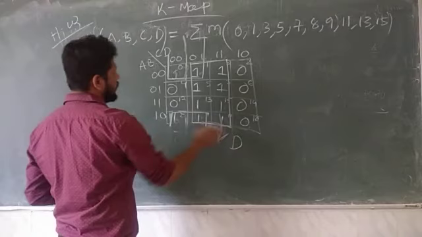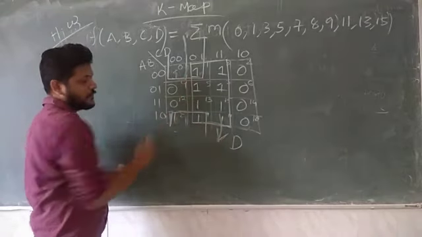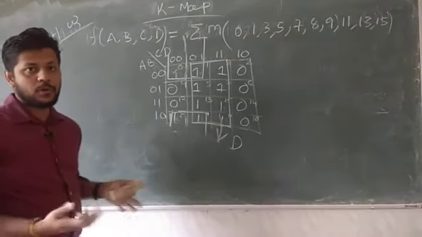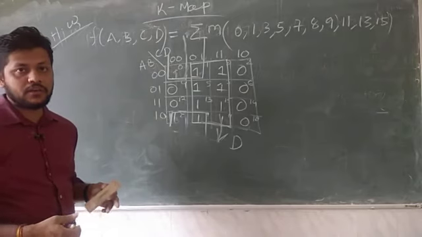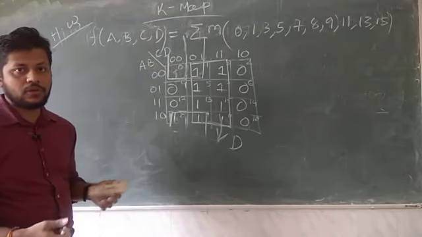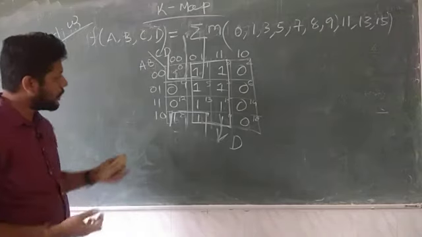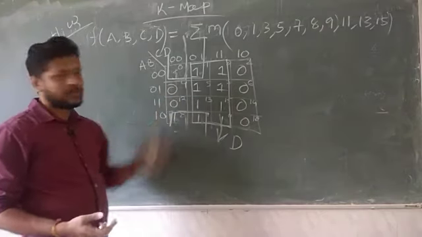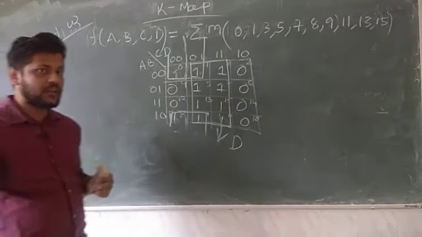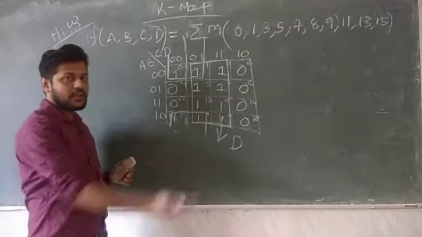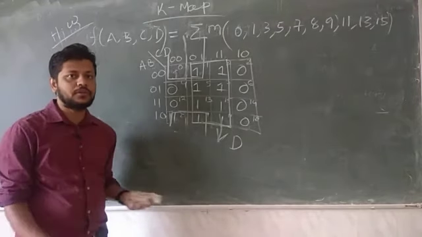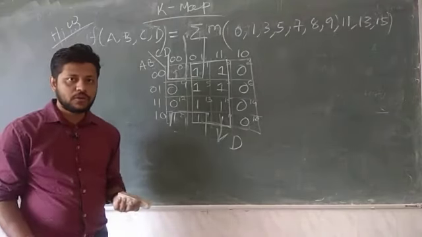So this cell is D, and here 4 possible combination is possible. If 4 possible combination is possible and you are taking 2 possible combination, then the answer will obviously come out wrong. So you need to take the 4 possible. First you need to see the 16, then 8, then 4. Then if 4 possible combination is not possible, you have to go for 2 possible combination.